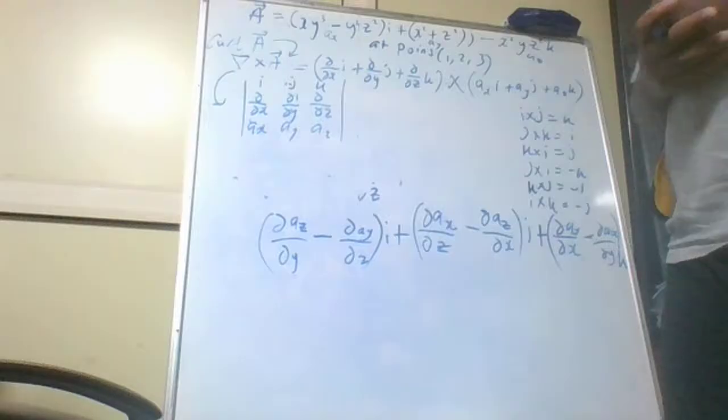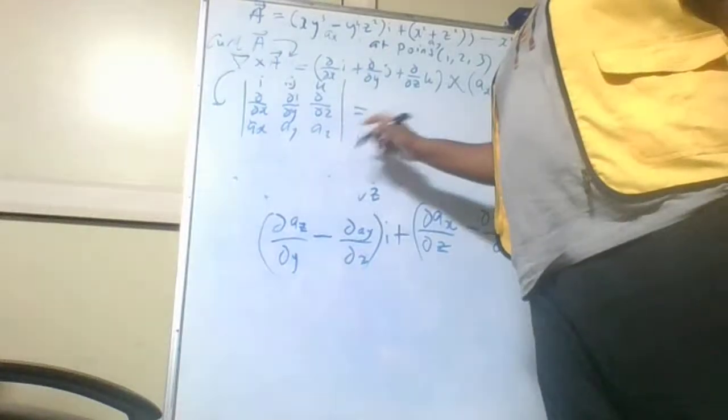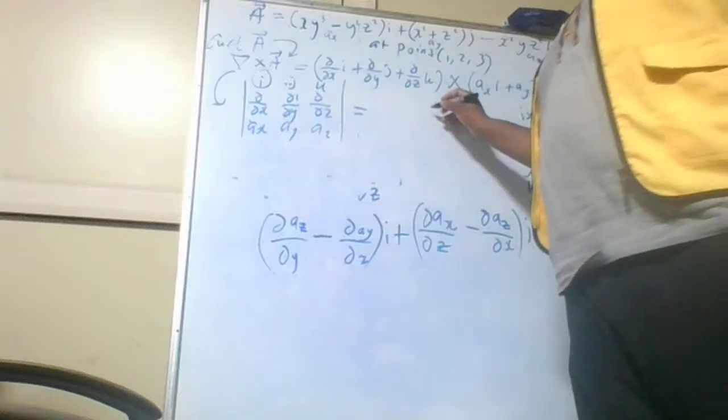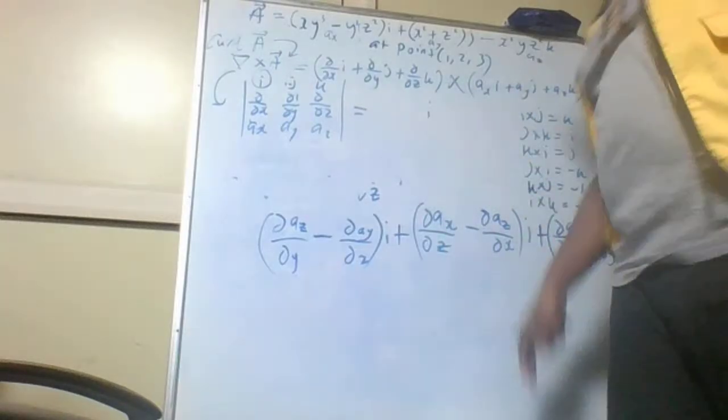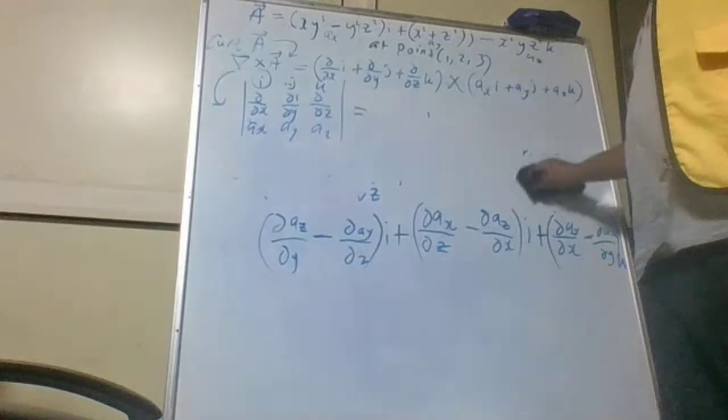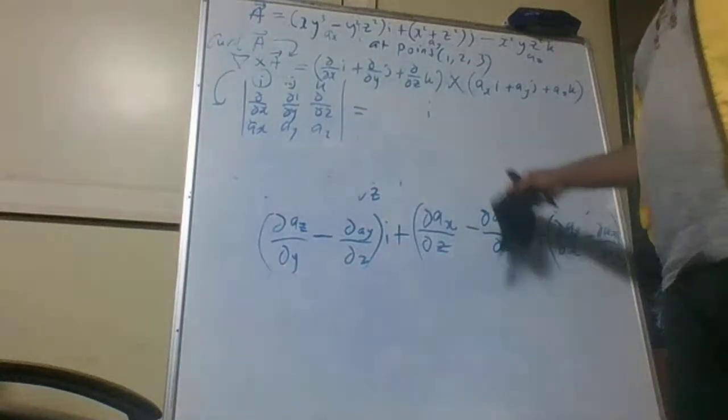How do you find the determinant of a 3 by 3 matrix? This will be equal to the first row, first column. You bring that down here. I don't really need it anymore.